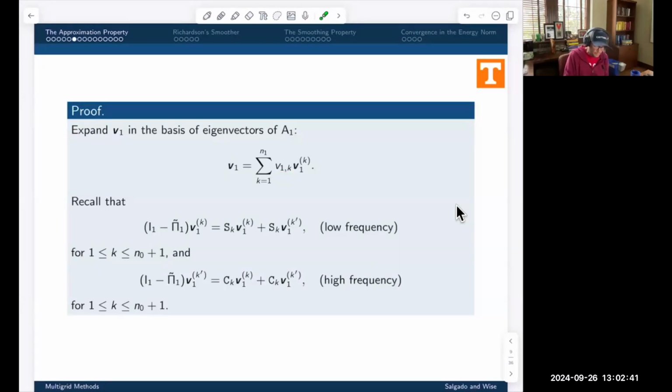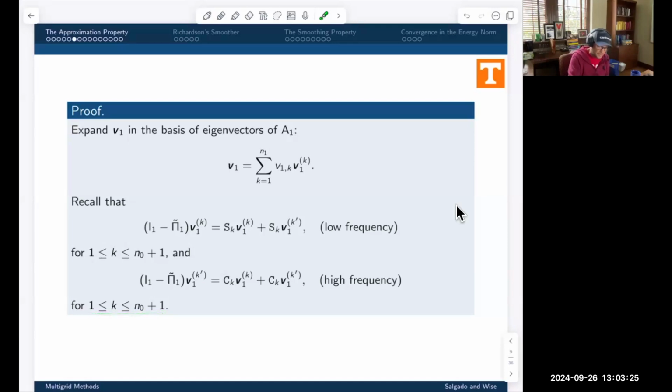Now we're also going to recall a theorem that actually was like a proposition. We showed how this coarse grid Ritz projection error maps vectors that are either high frequency or low frequency. All right, so I took Calvin's advice and I put a warning label on here. This one's low frequency because these vectors are for k between 1 and n0 plus 1. And these are high frequency vectors because k prime is derived from k that is in the low frequency range.